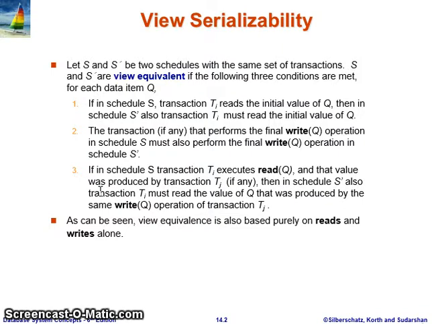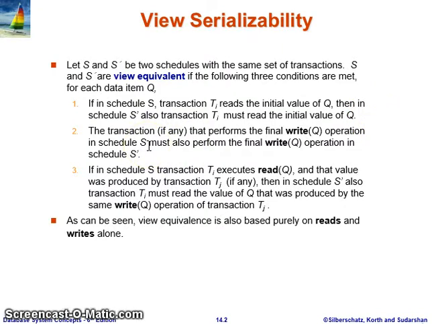The first condition is if in a schedule S transaction Ti reads the initial value of data item Q, then in the schedule S dash also transaction Ti must read the initial value of data item Q. Means if in the first schedule a particular transaction, say Ti, reads the initial value of data item Q, then it must also read in S dash the initial value of data item Q.